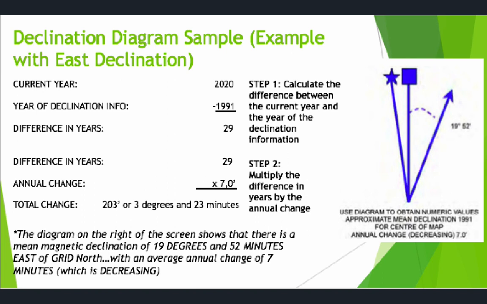Step 2 is to multiply the difference in years by the annual change. In order to do so, we are going to take the difference in years, which is 29, and the annual change, which we know is 7 minutes. Multiplying those two numbers will give us the total change, which is 203 minutes or 3 degrees and 23 minutes. The next slide will show you how to convert from minutes to degrees and minutes, which you will need for the third step of this calculation.